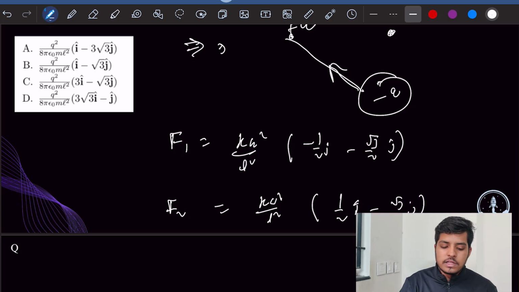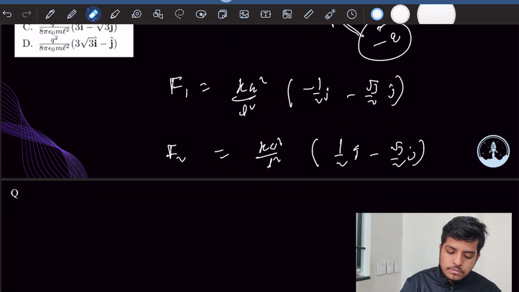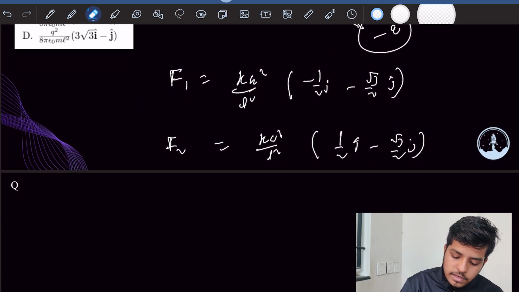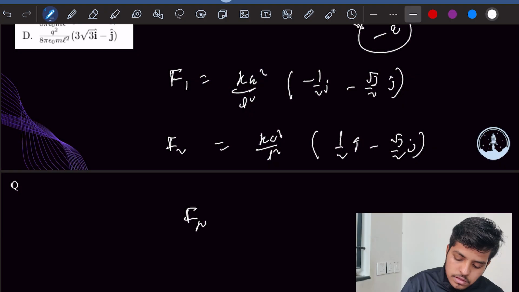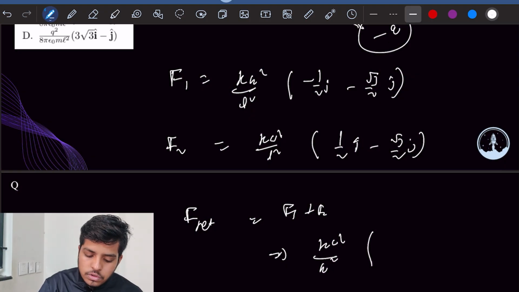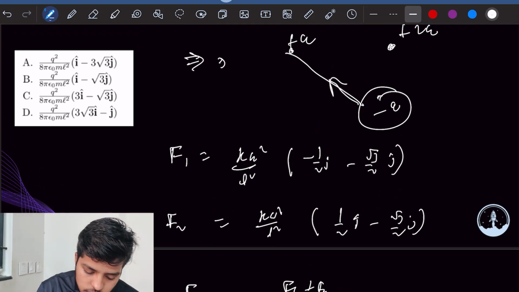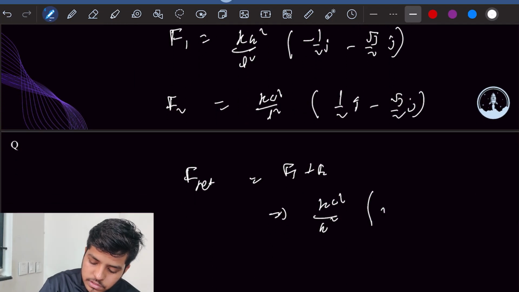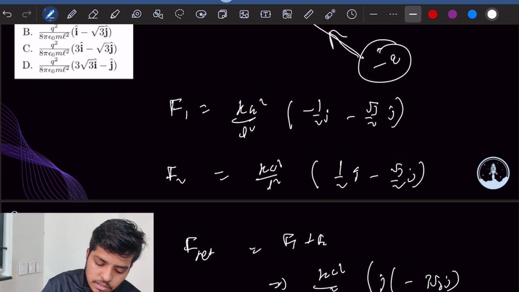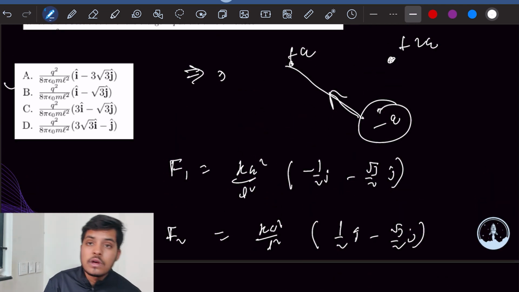So the X component got cancelled, so F net equals F1 plus F2 equals KQ²/L² times (3√3/2)... so 1/(8πε₀) times (i - 3√3 j) will be your correct answer.